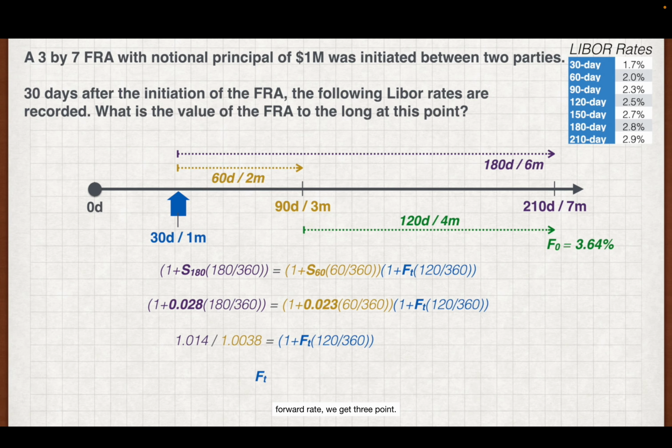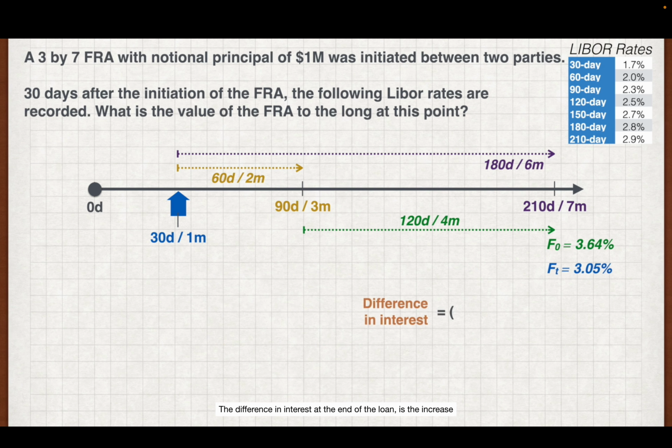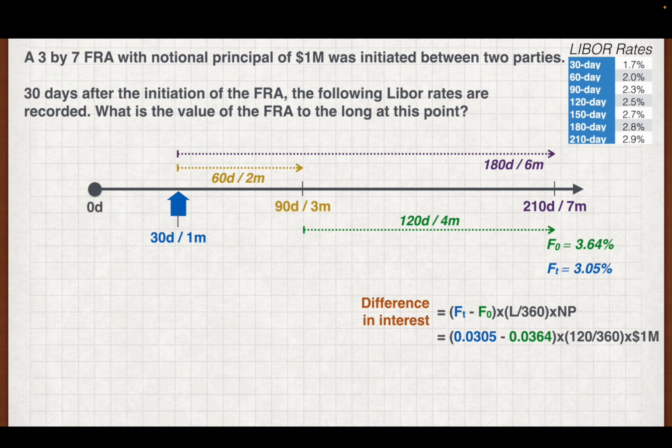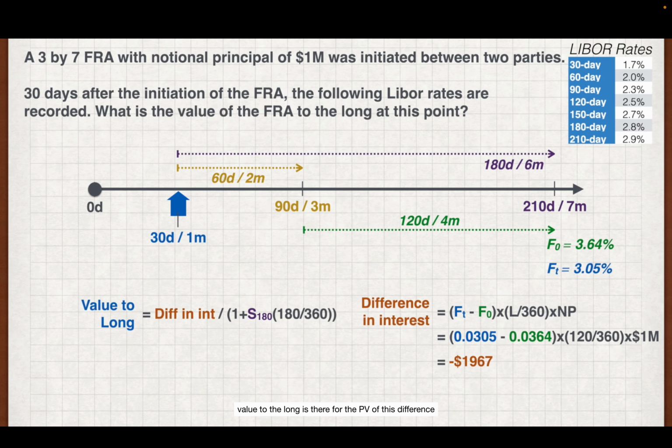Solving for the forward rate, we get 3. This is the price of a new FRA contract if initiated at this point based on current rates. The difference in interest at the end of the loan is the increase in interest rate times the notional principal. This works out to minus. This value is negative as the price of the FRA has decreased. The value to the long is therefore the PV of this difference in interest amount. Since we need to discount by 180 days, we should use the 180-day LIBOR rate. The discounted value works out to. This is the value to the long at this point.